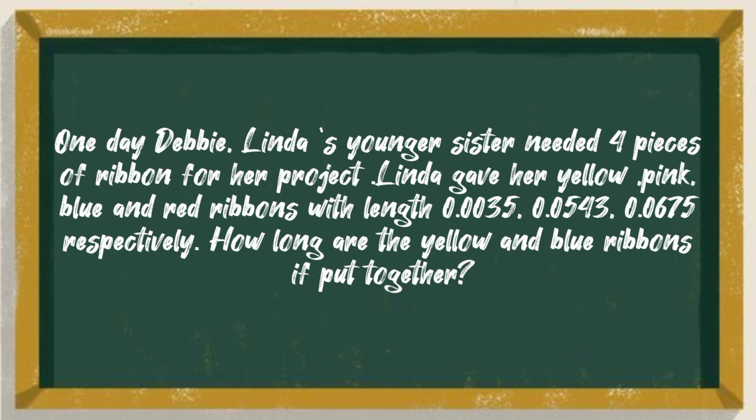One day, Debbie, Linda's younger sister, knitted 4 pieces of ribbon for her project. Linda gave her yellow, pink, blue, and red ribbons with lengths of 35 10,000ths, 543 10,000ths, and 675 10,000ths respectively. How long are the yellow and blue ribbons if put together?